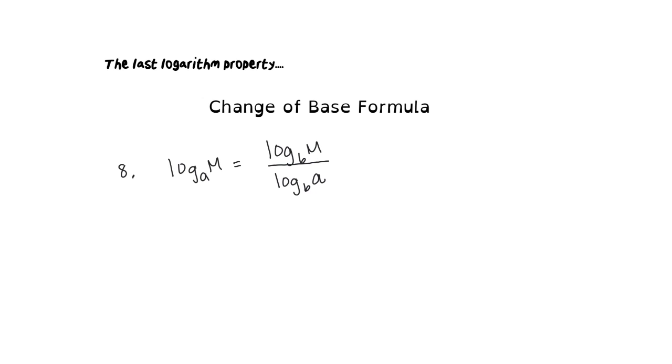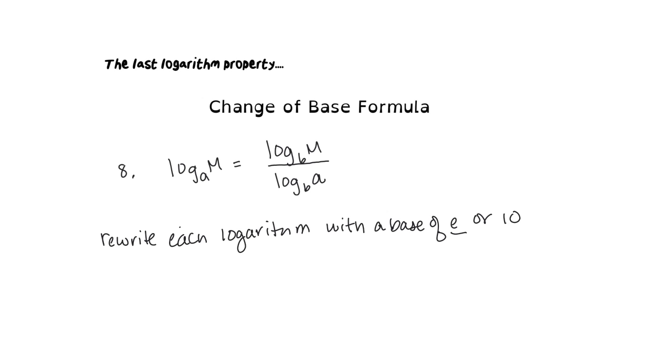So here's an example of how you might use this property. Suppose we want to rewrite each logarithm with a base of e or 10. And why would we want to do that? Well, because e and 10 are the bases on our calculator. So if we have log to the base 3 of 21, we don't know what that logarithm is equal to, and we can't use our calculator to evaluate it. But if we change the base to 10, we'll have log to the base 10 of 21 divided by log to the base 10 of 3.